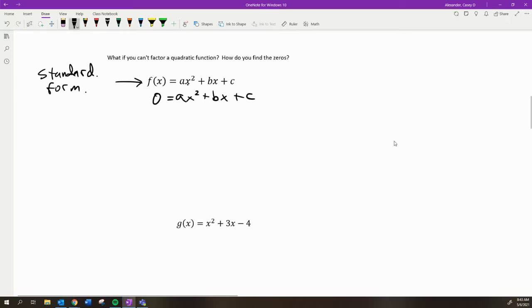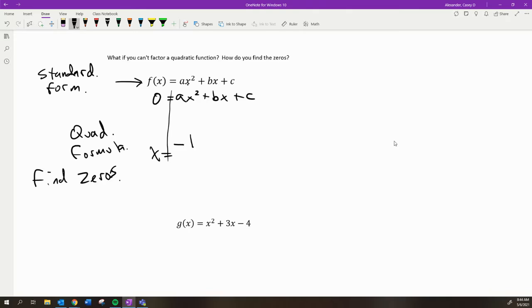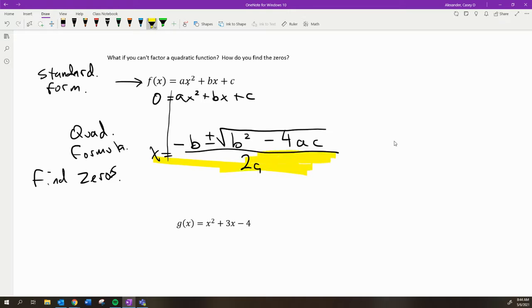But if you went through all of the algebra steps of getting x by itself, what you would end up with is this, and this is what you want to write down. It's called the quadratic formula. It finds the x's, it finds the zeros, the x's that make a 0 come out of the function, and it looks like this. Negative b plus and minus the square root of b squared minus 4 times a times c, all divided by 2a.